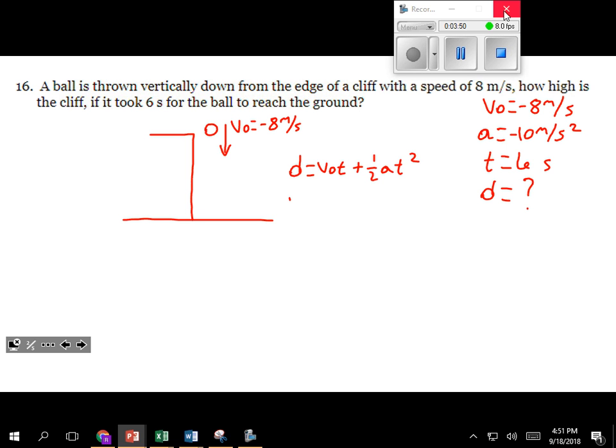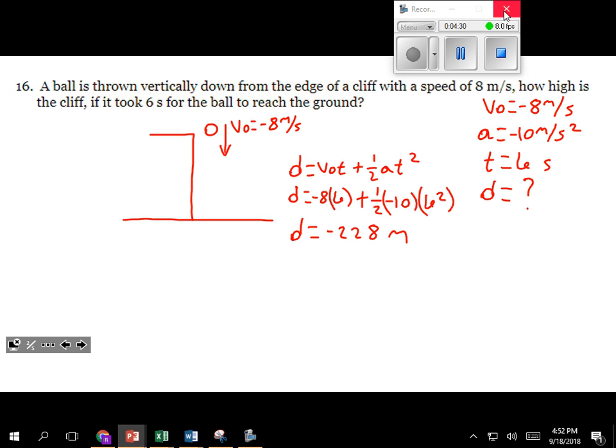Right, and the initial velocity, make sure you actually plug it in. It's going to be negative 8. I'm going to leave the units out of this so I can fit it in here. Multiplied by 6 plus 1/2 negative 10 multiplied by 6 squared. Okay, you can plug all of that in. Now be careful with the negative signs. You get negative 228.